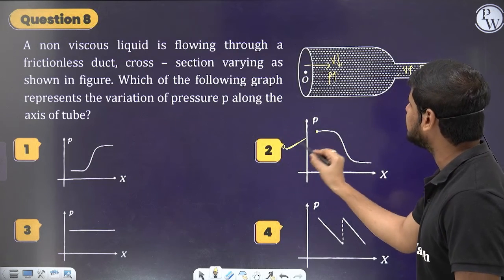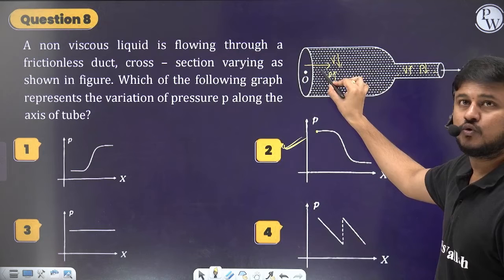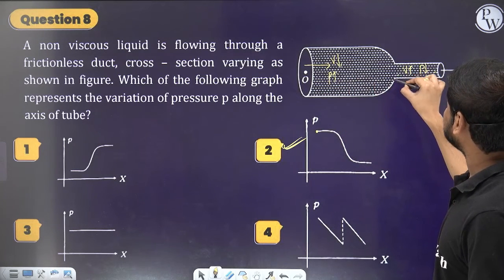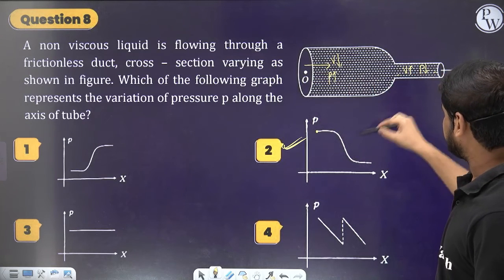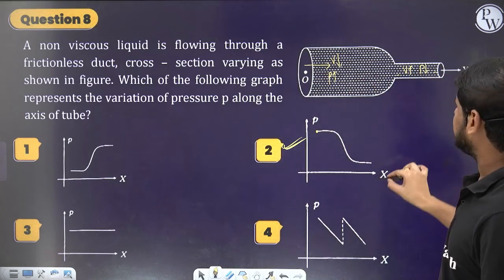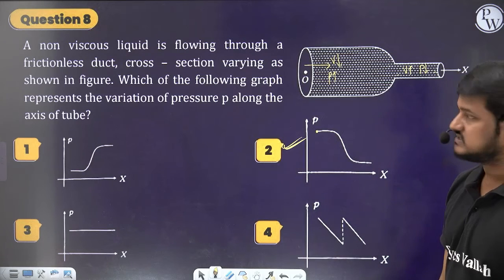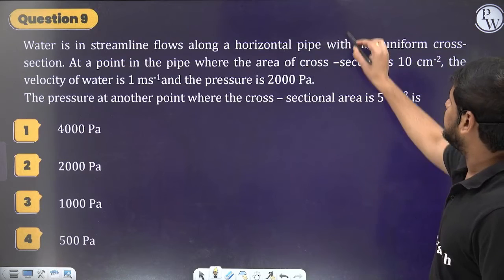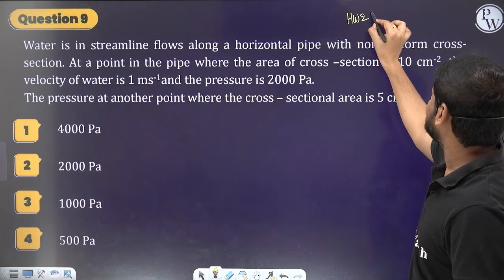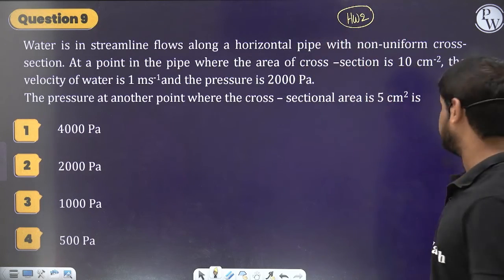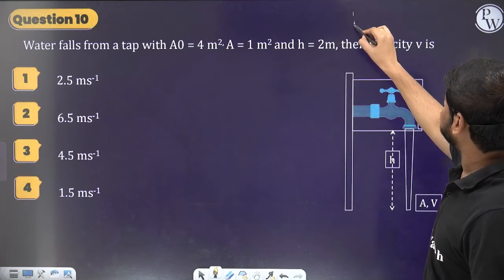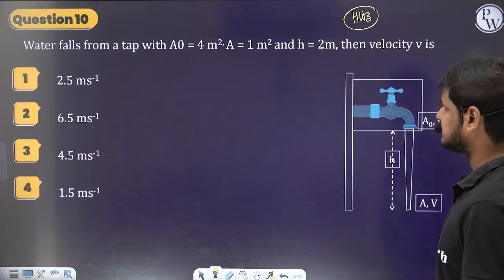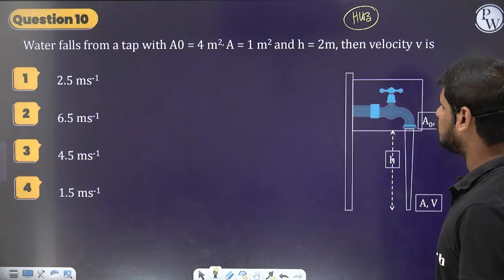So I can choose option 2. Initially the pressure is more, then it is uniform for some time. Then the cross section decreases and the pressure decreases, and then again it is constant. So option 2 is the correct one, guys. Done? I hope you can solve this question. Let's take this as homework 2. Previously I gave one question as homework 1, and you can take this question as homework 3. If you are not getting it, I'll solve it in the next session, but try to solve it on your own.